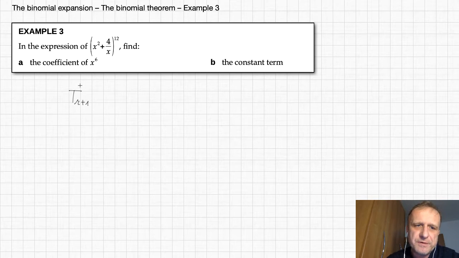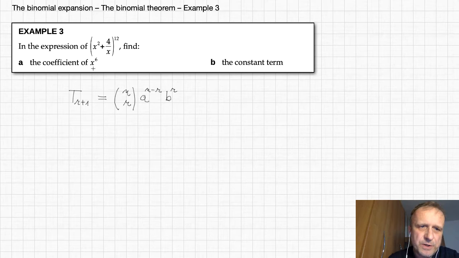Now, to use the expression for the r plus 1th term, you can write n choose r times a to the power of n minus r times b to the power of r. This is the general formula. And now I'm going to use it to express the general r plus 1th term, and then perhaps I will be able to find which term contains x to the power of 6, and this will enable me to find its coefficient.